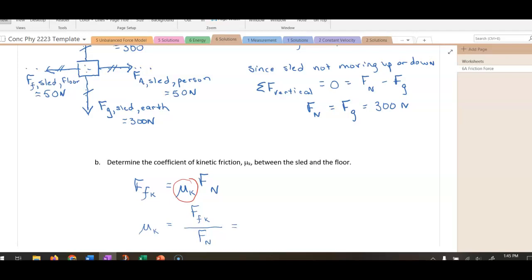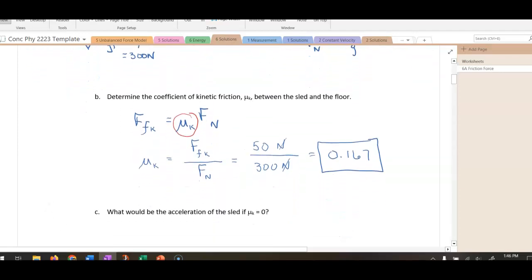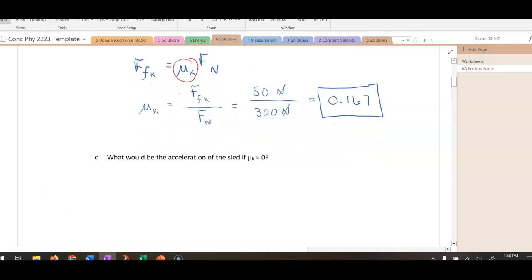Well, I know now that the friction force is 50 newtons and the normal force is 300 newtons. Do you see that the newtons are going to cancel, and so my coefficient will be dimensionless. It won't have any units on it, but it's going to be 0.167. Okay, let's go ahead and look at another one. Let's look at part C here.